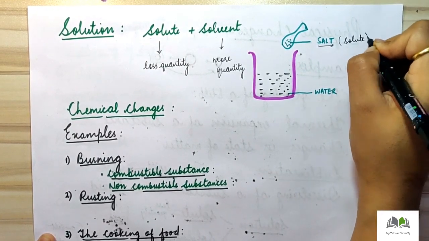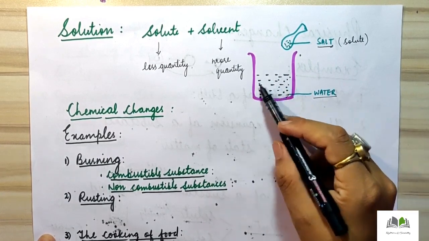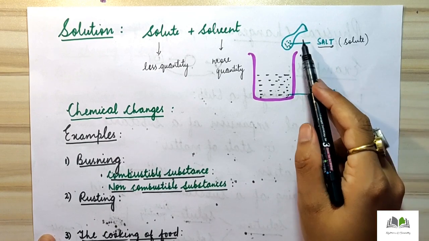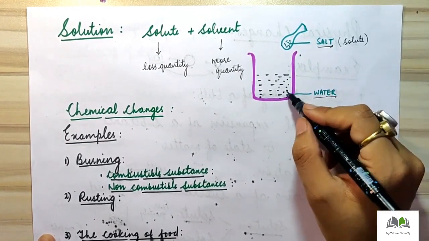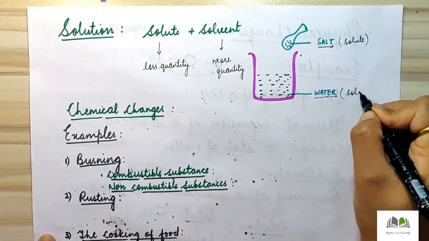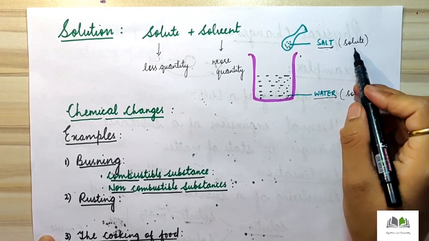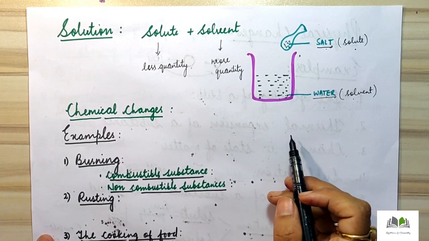Now second, water. We can see in the diagram, water is in large quantity, it is a liquid, so water is dissolving the solute in it. So that is why the substance which dissolves the solute in it is known as solvent. So solvent is in more quantity, solute is in less quantity. So this is how we can explain the components of a solution.